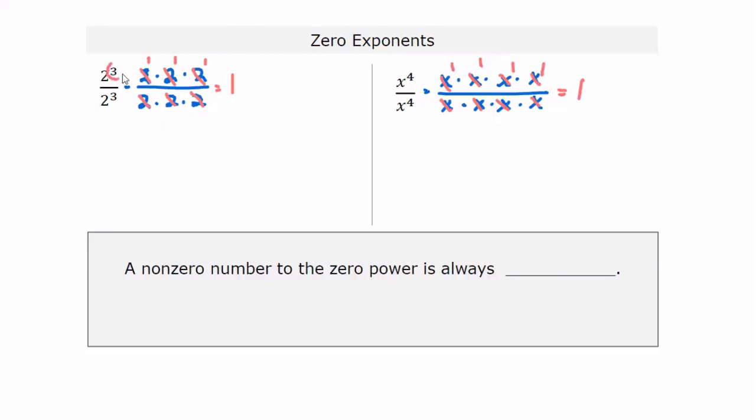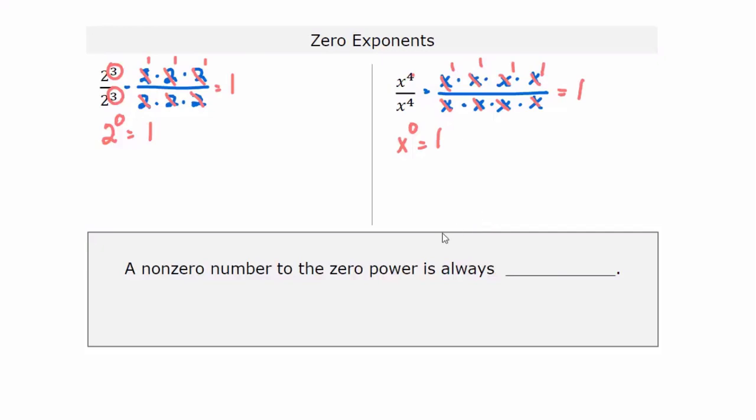And so we know that when we divide, we subtract the exponents. So 2 and then 3 minus 3 is 0. So 2 to the 0 equals 1. And here we have 4 minus 4 is 0. And x to the 0 also equals 1.